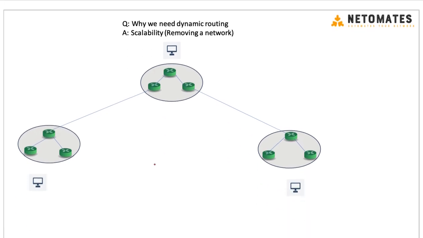Similarly, suppose there is a network in office C that they want to remove because the office no longer needs it. In the static routing case, if you want to remove the network, you need to remove the static routes as well, because you don't want to keep static routes which are not in use. So even removing a network is not easy with static routing, because you need to update multiple routers. But in dynamic routing, once you remove the route here, it will be automatically removed from the rest of the network. It happens dynamically.